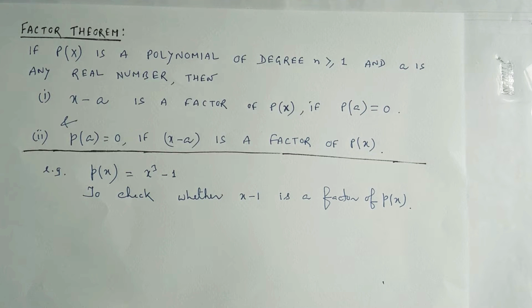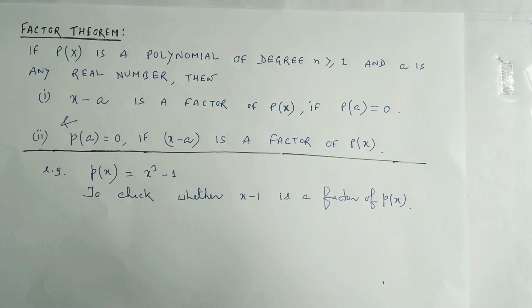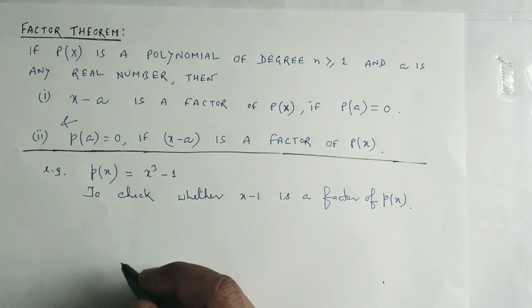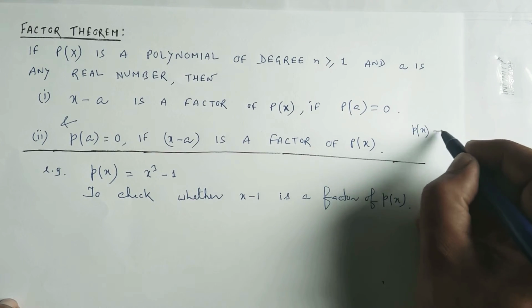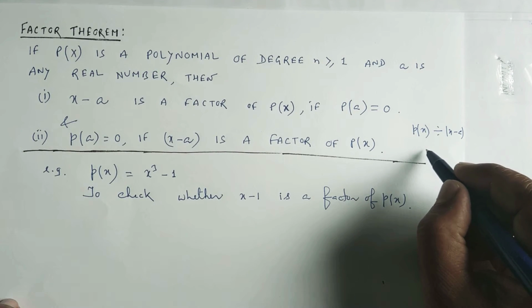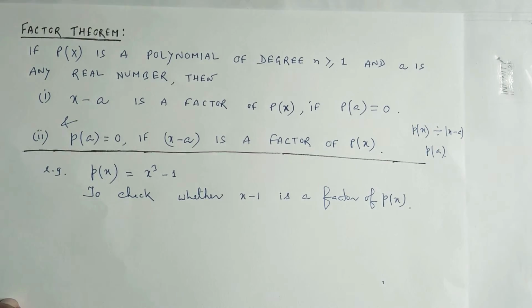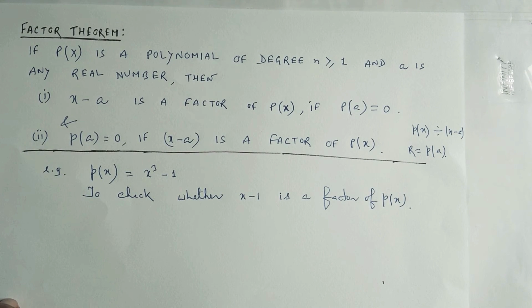This factor theorem is just an extension of the remainder theorem. What you have learned in the remainder theorem: if p of x is a polynomial and it is divided by x minus a, then p of a is the remainder. Once again, if p of x is a polynomial and it is divided by x minus a, then the remainder theorem says the remainder is p of a, directly by using the remainder theorem.